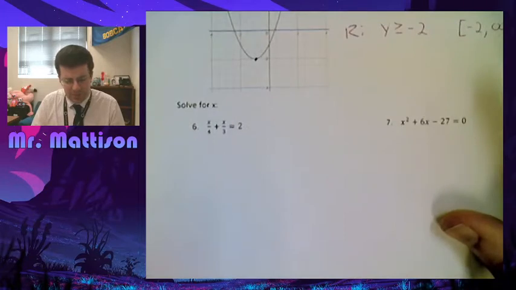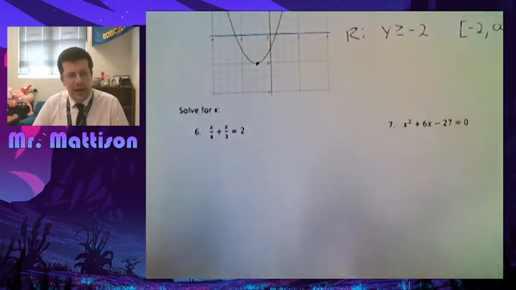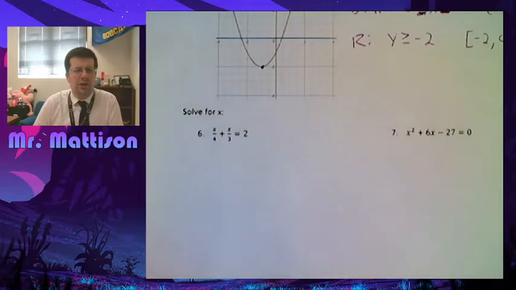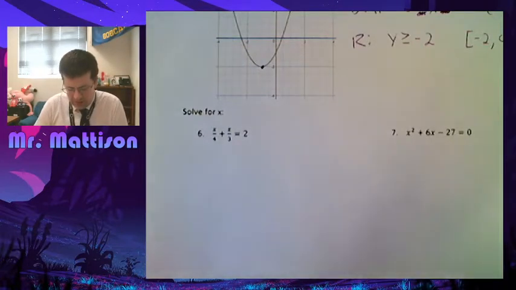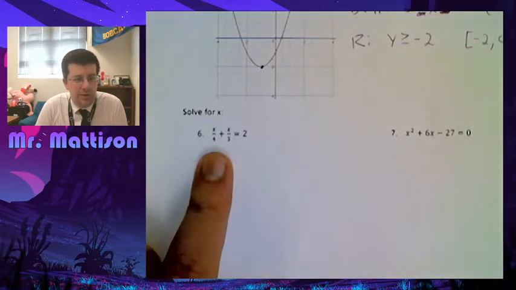6 and 7. So on problem 6, I have fractions that are being added. So I could try and get common denominators here, and that is one way to do it. We can shortcut it though. So what I can do is say, well, the common denominator of 4 and 3 would be 12.